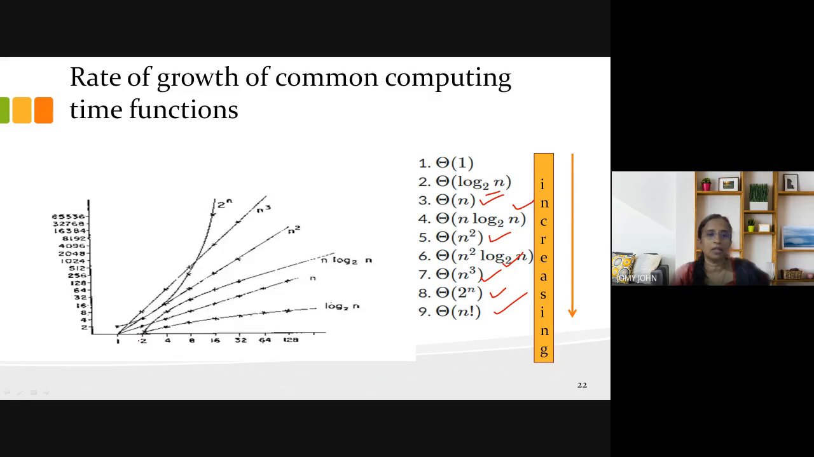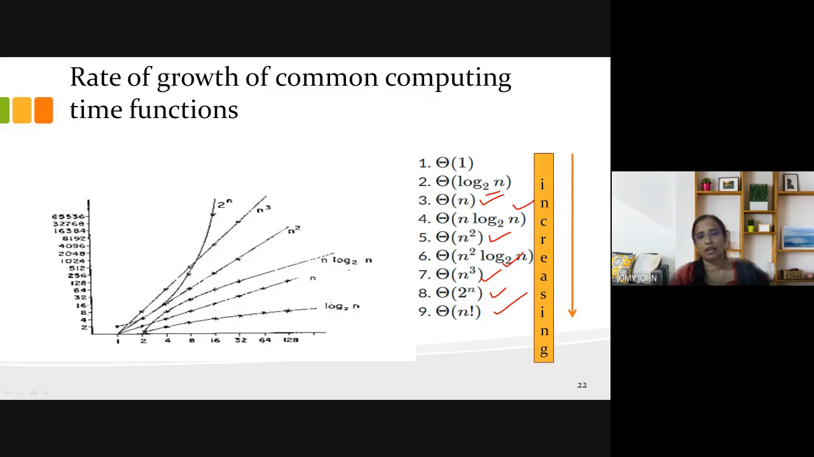Order of n square, what does it mean? When n equals 1, 1 square is 1. n equal to 2, it will be 4. n equal to 4, it will be 16. n equal to 8, it will be 64, like that. In the case of n cube, n equal to 1, the answer is 1. For 2, the answer is 8. For 4, 4 into 4 into 4. That's why it grows. Okay, this is how the growth looks.